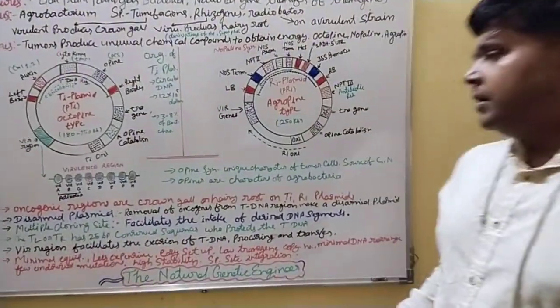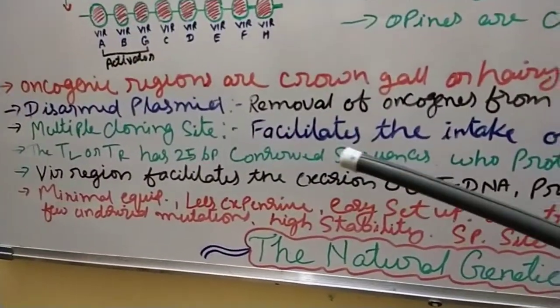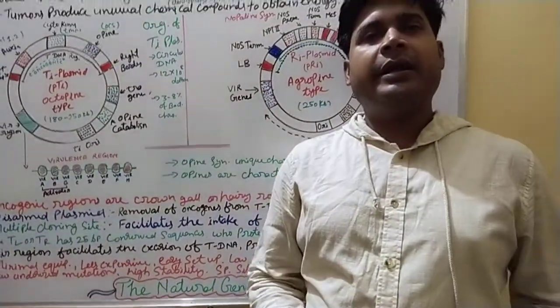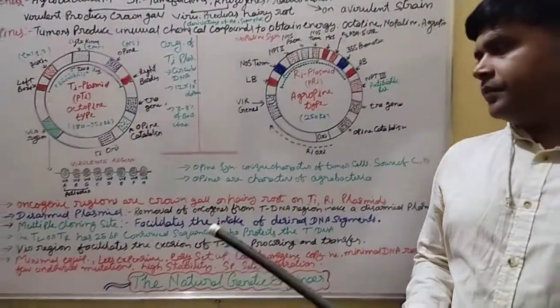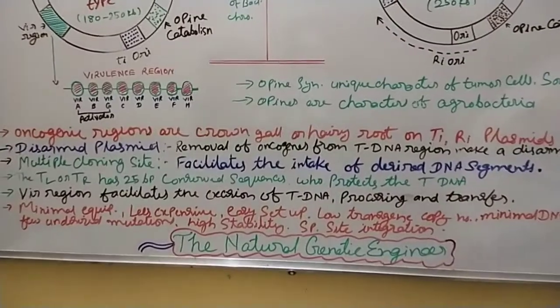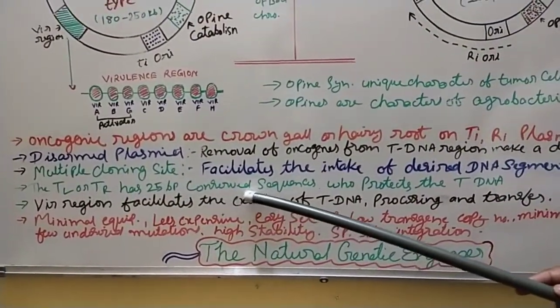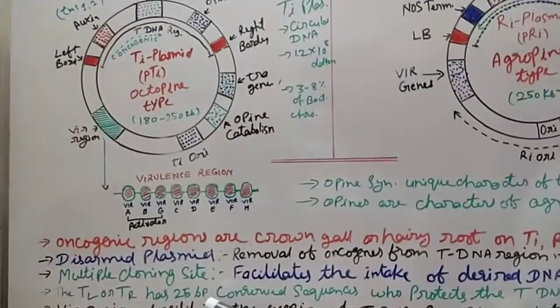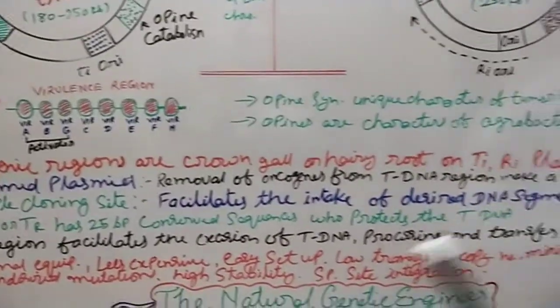Okay, it has other features: the multiple cloning site. The multiple cloning site facilitates the intake of desired DNA segments by the cutting of DNA cleaving enzymes, for example EcoRI, BamHI, blunt cutter, rare cutter, or staggered cutting. The left or right border has a 25 base pair conserved sequence, which protects the DNA. So come here.